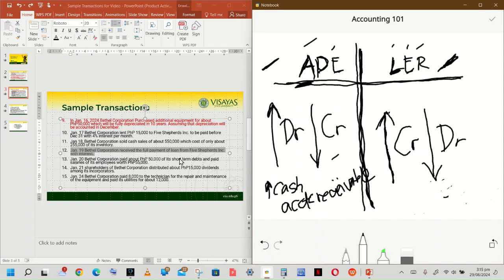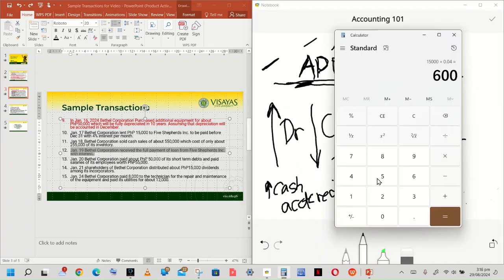So, ano naman yung interest? Yung 4% ng 15,000, ita-time siya sa 0.04. Yung 40% converted into decimal, magiging 0.4. Yung 10% converted into decimal, 0.1. So, dahil 4% ang interest, 0.04. So, 600 siya. So, 600 plus 15,000 yung babayaran niya ay 15,600. So, 600 yung ating interest.